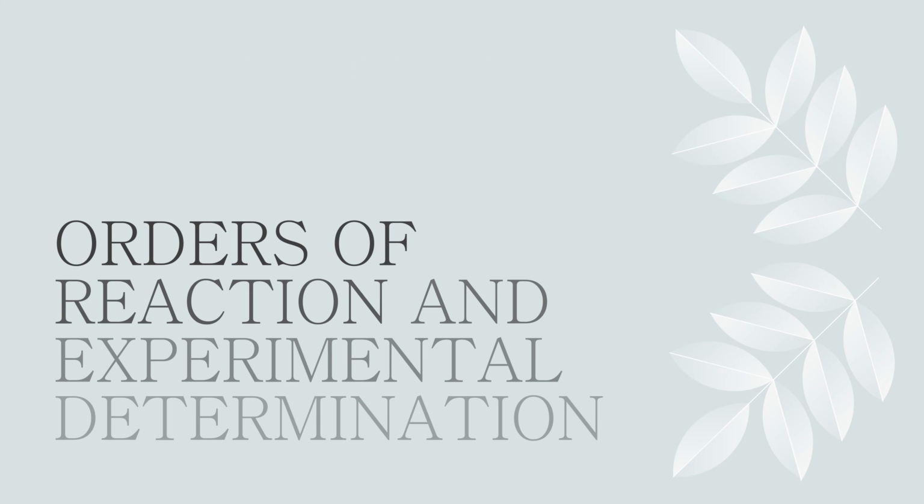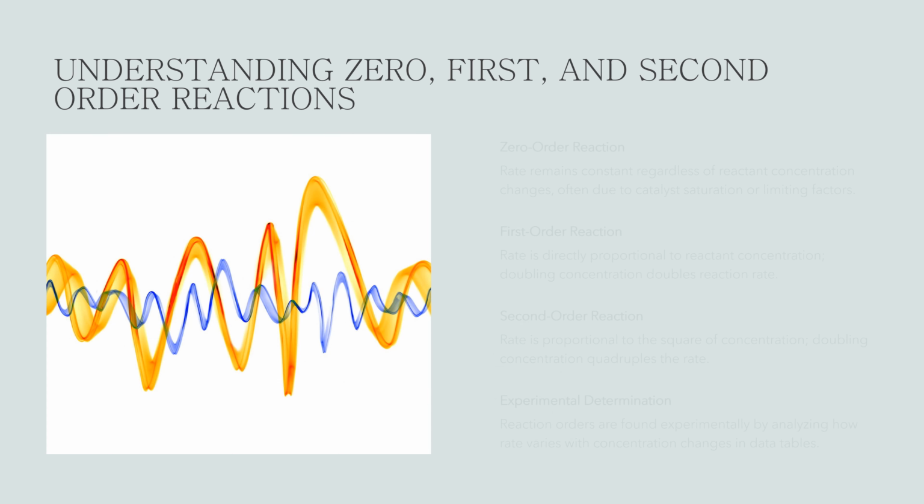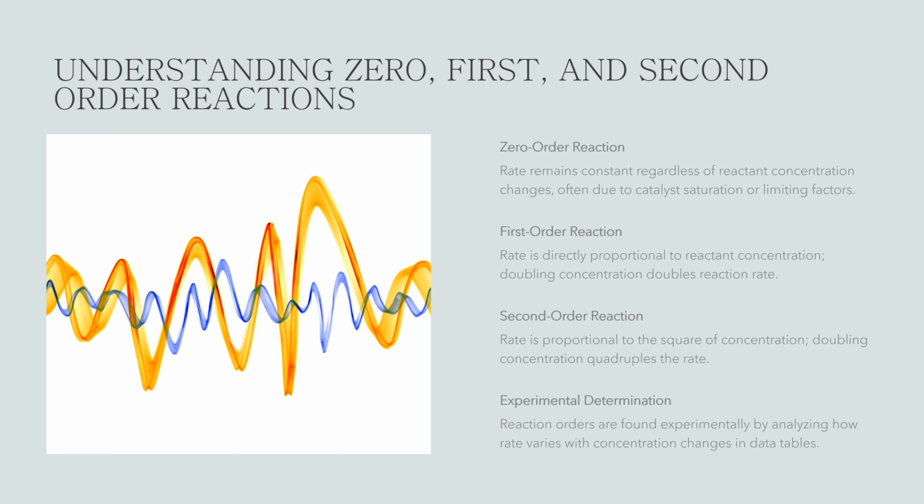Understanding zero, first, and second order reactions, the initial rates method explained, worked example, determining orders from data. The order of reaction with respect to a reactant indicates how changes in its concentration affect the reaction rate. A zero-order reaction shows no change in rate when the concentration of that reactant changes. This often occurs when a catalyst surface is saturated or when another factor is limiting.